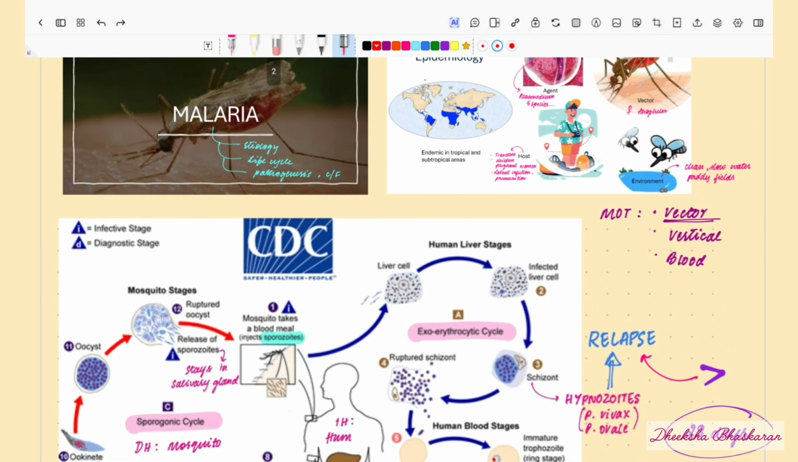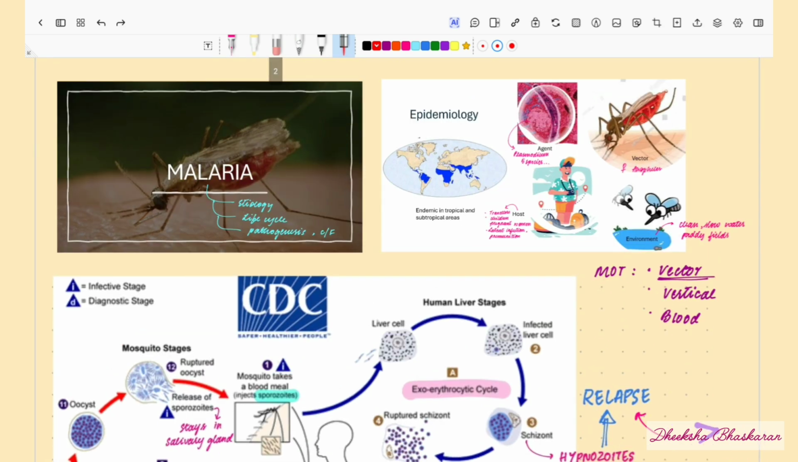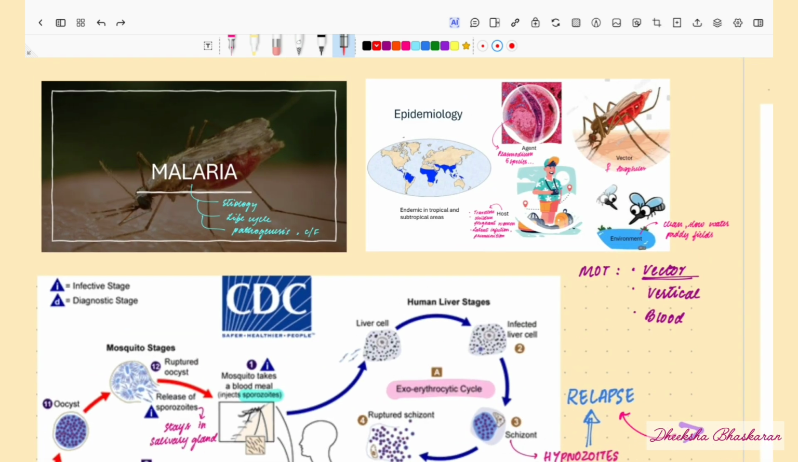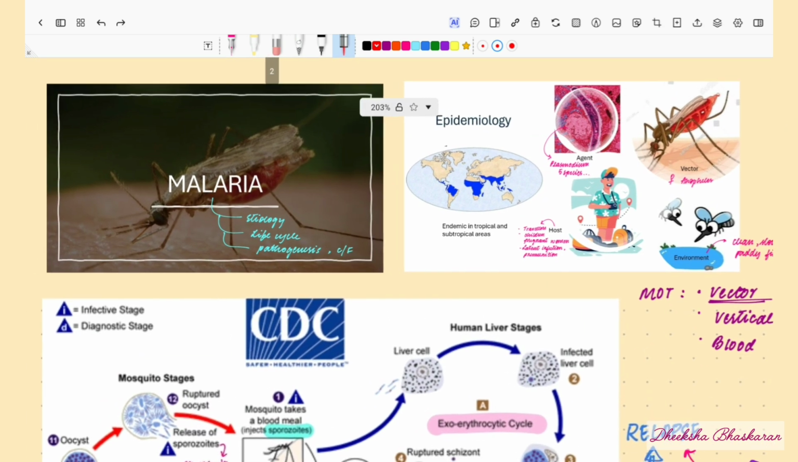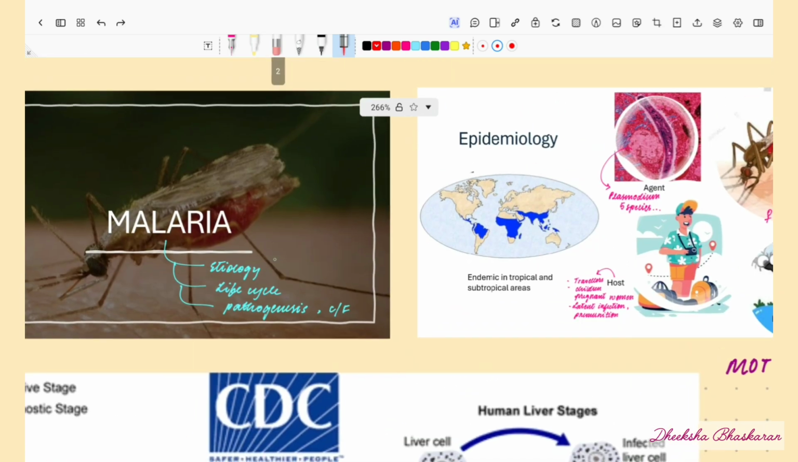The pictures and stuff you see here are what I used for a pediatric presentation on malaria, and that's what I'll be using for the video today. We'll talk about etiology, life cycle, pathogenesis and clinical features in this video. We'll cover diagnosis, treatment, management, and prevention aspects in a later video.